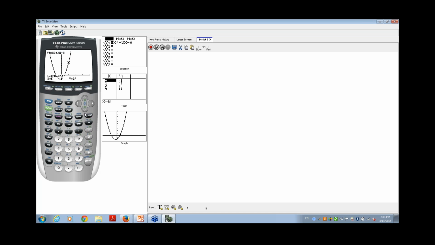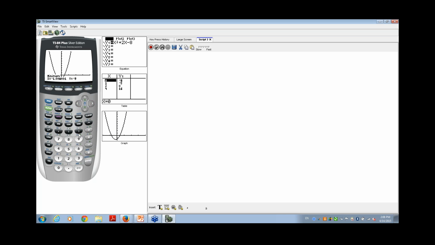Then it says, okay, left bound. I go anywhere on the left bound of the minimum. That's fine. And I press enter. Then I go again anywhere on the right bound of the minimum. I press enter. Then it tells me to guess. I press enter and it's right here, negative 1, negative 9, which is the same thing we found before. Okay?